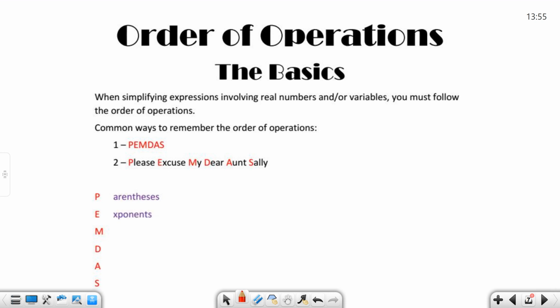After the parentheses, you do the exponents. Any exponent that's there. And by the way, while you're in the parentheses, you follow PEMDAS again. So you may have PEMDAS inside PEMDAS, okay? So parentheses first, exponent second.